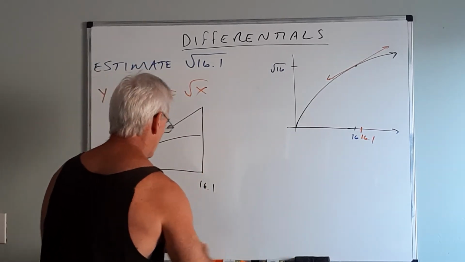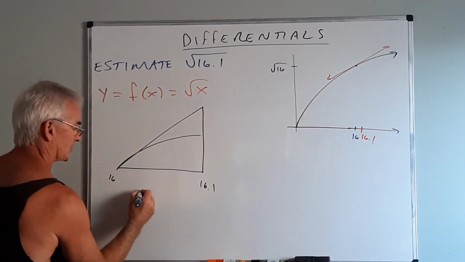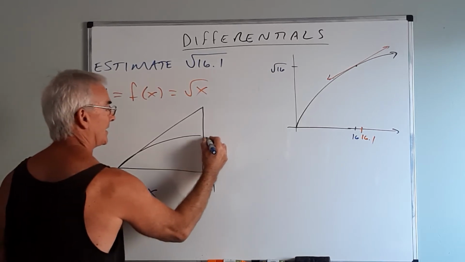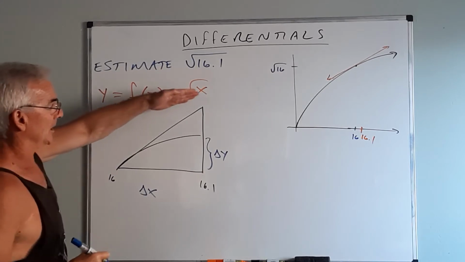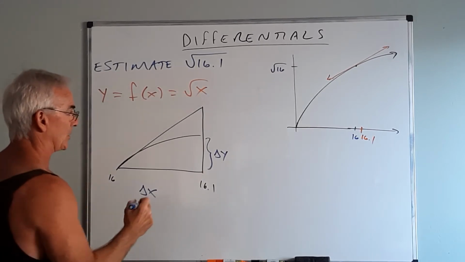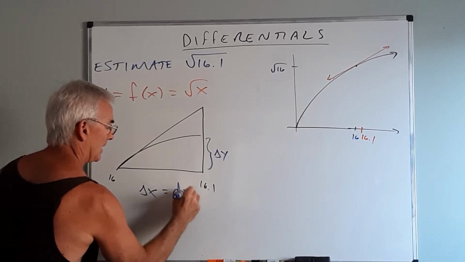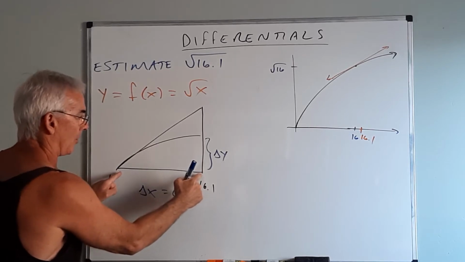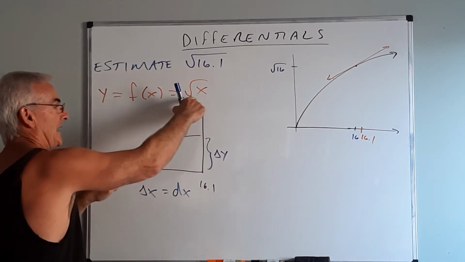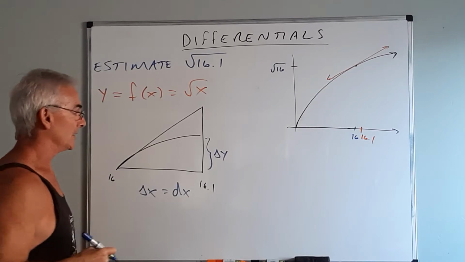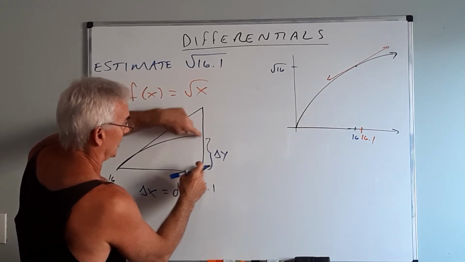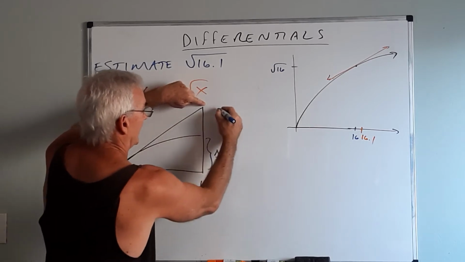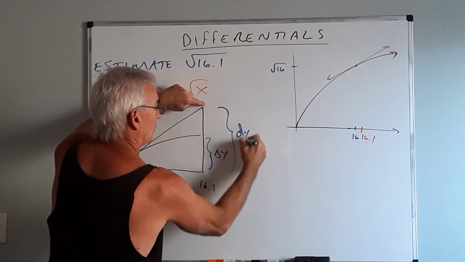So the notation we give this is clearly the change in x. This right here is the change in y. On the tangent line, we call it the differential change, and we call that dx. The change in x on the curve and the change in x on the tangent line are exactly the same quantity. The change in y on the curve is the exact value we want. We're going to use the change in y on the tangent line, which is called dy.